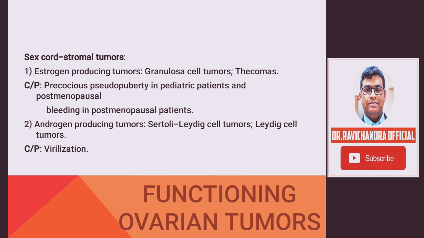Sex cord stromal tumors: estrogen producing tumors, granulosa cell tumors, thecomas. Clinically, there will be precocious pseudopuberty in pediatric patients and postmenopausal bleeding in postmenopausal patients. That is two extremes. And androgen producing tumors include Sertoli-Leydig cell tumors and Leydig cell tumors, showing clinical picture of virilization. These sex cord stromal tumors are also called functioning ovarian tumors.